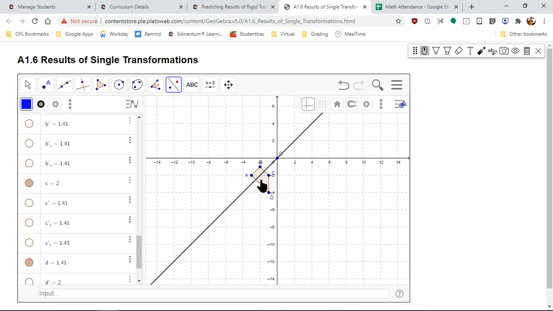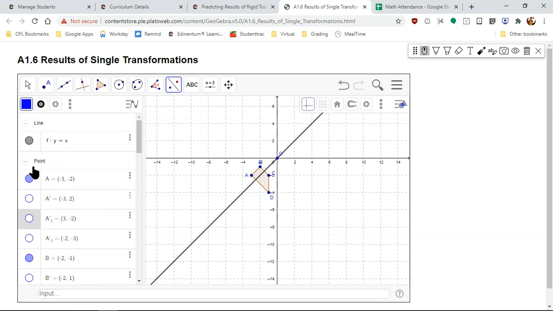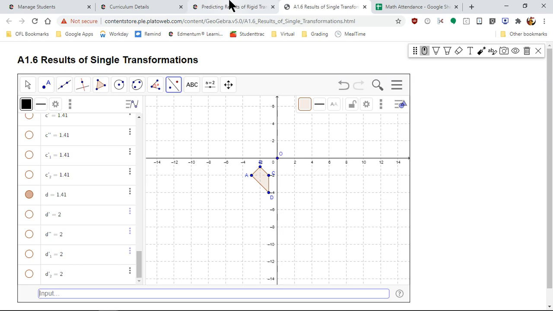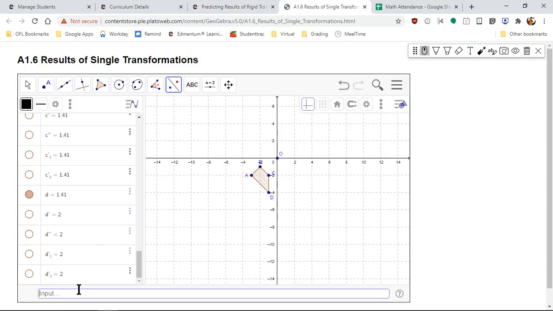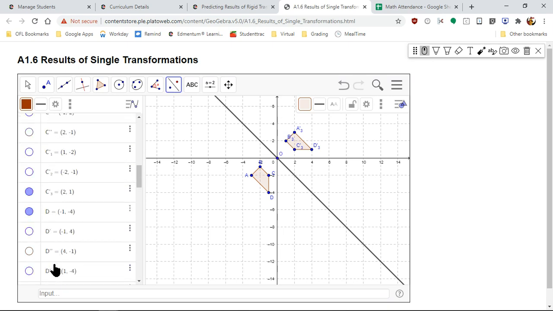I am going to want to get rid of this line, so I'm going to go over to line and hide it. That's because I'm going to put another line. Now they want me to put the line y equals negative x. I'm just going to go here, y equals negative x. There's my line. Going to reflect. So it's already selected on reflection. Click this, click that. Boom, there's my new shape.